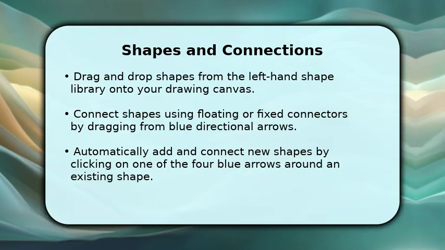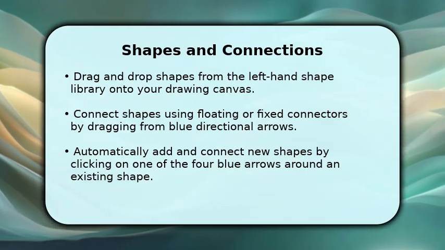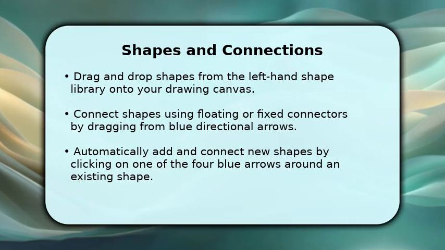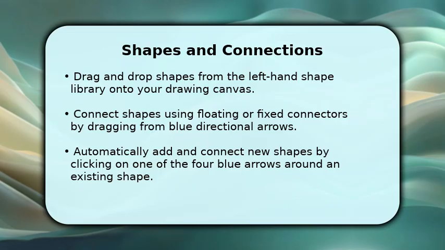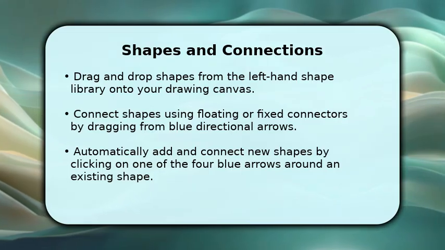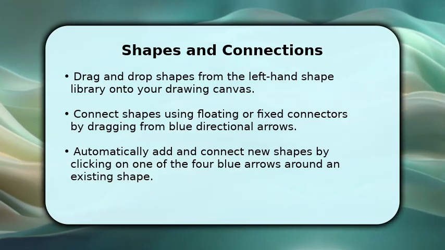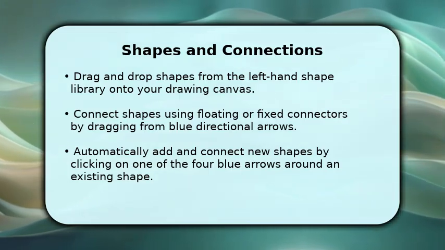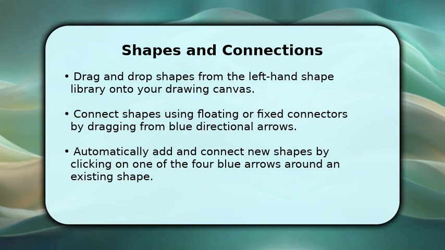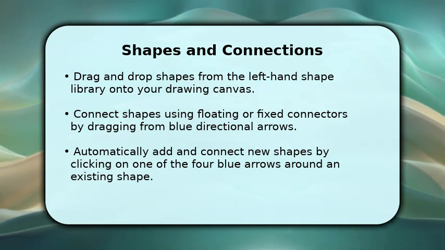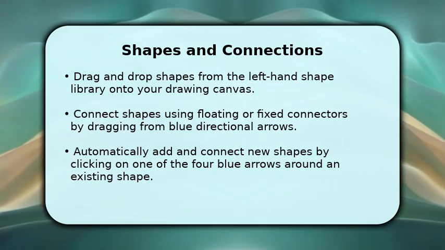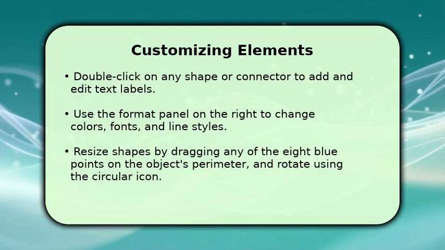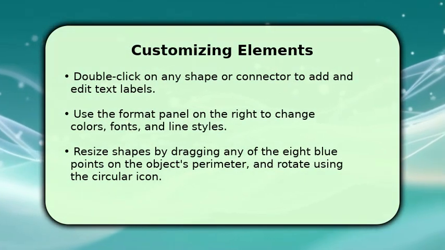To connect shapes, hover over an existing shape and blue arrows will appear. You can drag a connector from one of these arrows to another shape, creating a floating connection that adjusts as you move shapes. Alternatively, fixed connection points, appearing as small blue crosses, offer precise attachment. You can also click a blue arrow to quickly add and connect a new shape from a selection of 4 basic options.